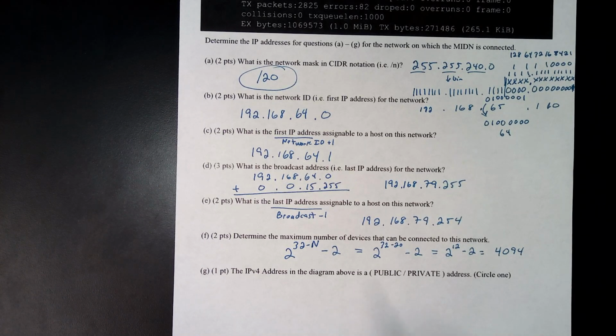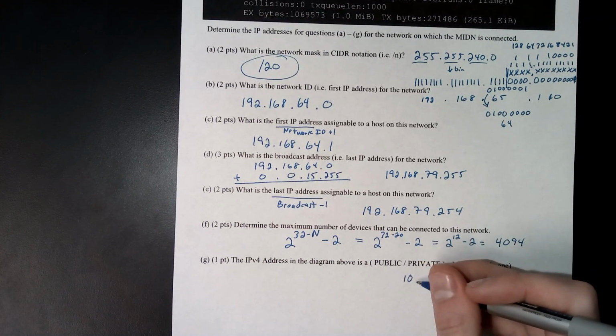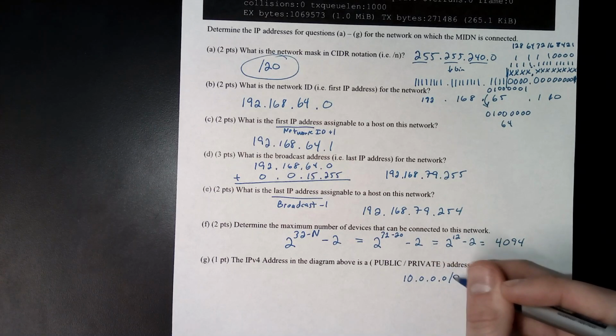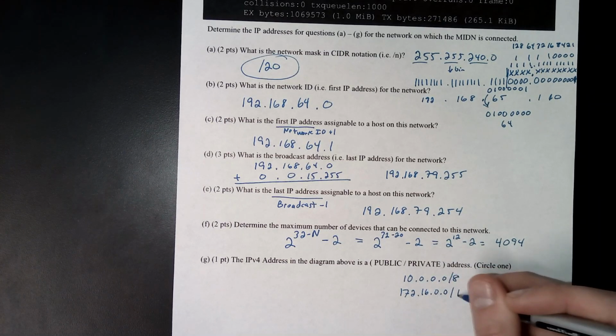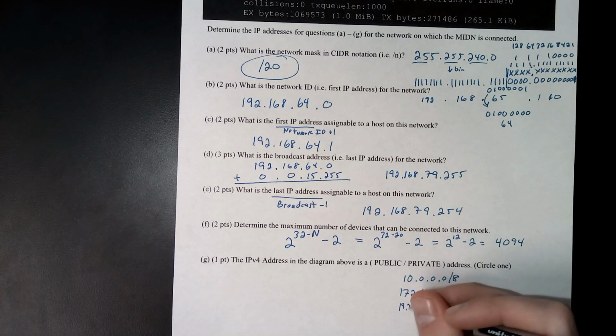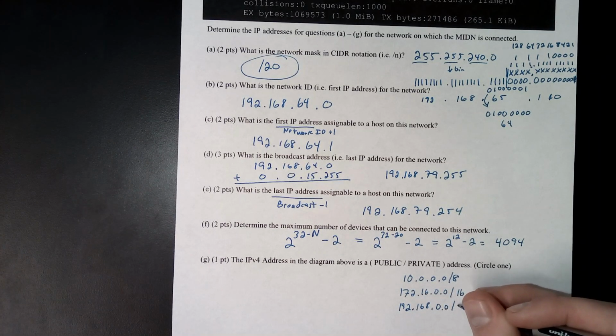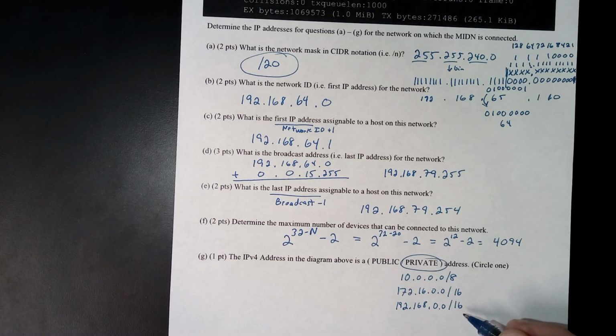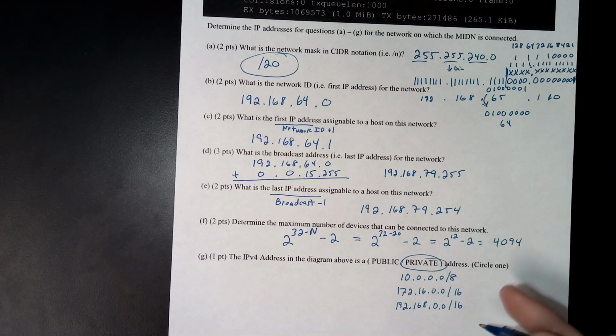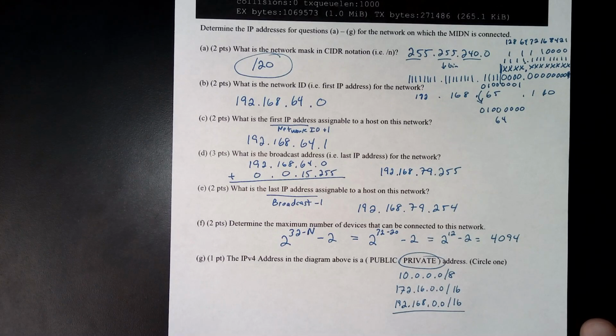And then is the IPv4 address in the diagram public or private? This is just a knowledge check here. Things that are private are 10.0.0.0/8, 172.16.0.0/16, and then 192.168.0.0/16 as well. So this is a private. Check these in your notes on that. I'm not 100% sure about that value here, but these are the private address ranges, because it is in the 192.168 variant of this.